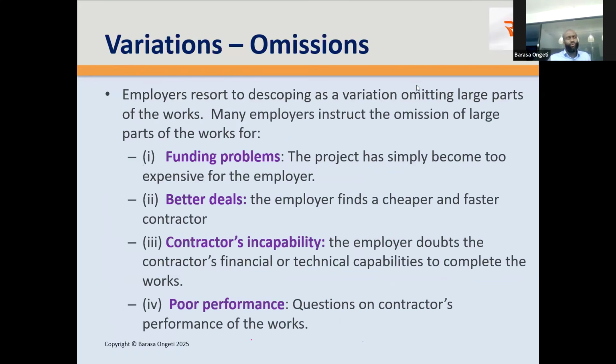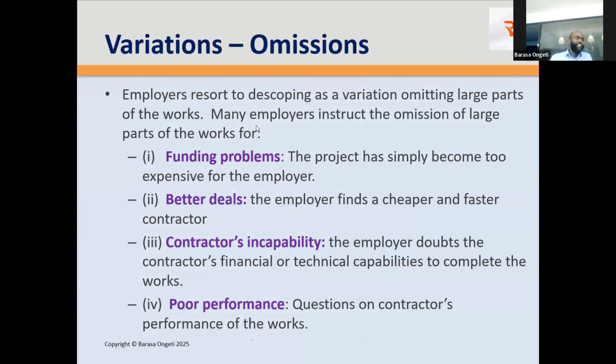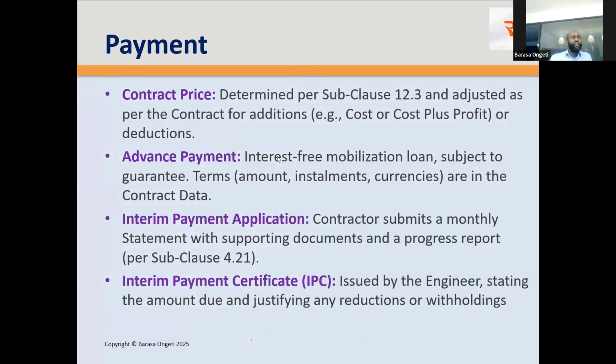I won't get into omissions. It's a whole day's topic, but in short, sometimes the employers decide to descope or to carry out omissions. This is a full day topic, guys, but basically maybe funding problems, so you remove a certain scope. Maybe the employer finds a cheaper contractor, removes the scope. Maybe they realize this contractor is not capable, remove the scope. Or there's poor performance, like the stubborn contractor of Mr. Kelvin Macharia. So you remove the scope and give it to somebody else. But we won't get into that. There's a lot to unpack in omissions. I wish we had time. There's a lot to unpack there.